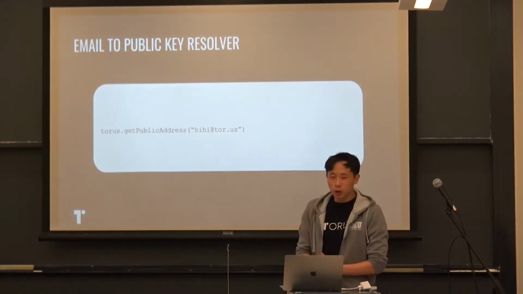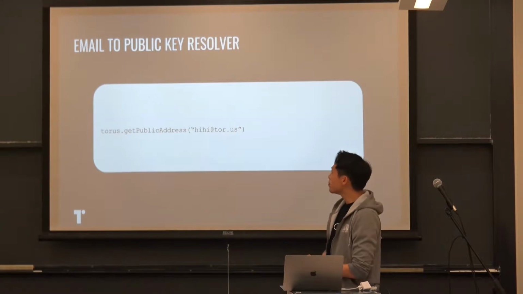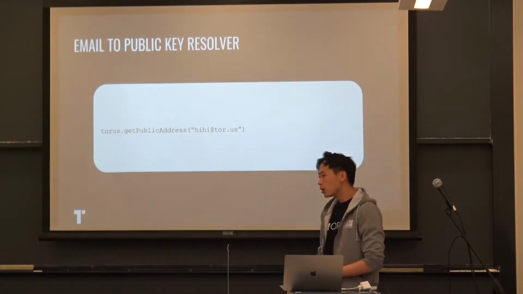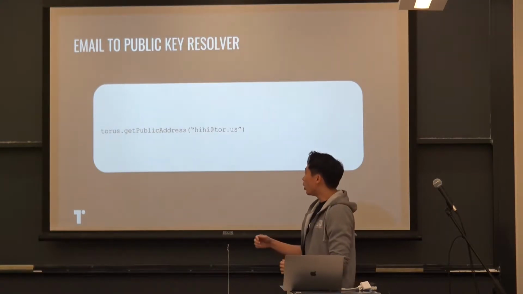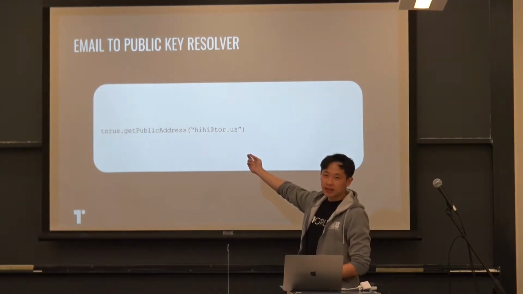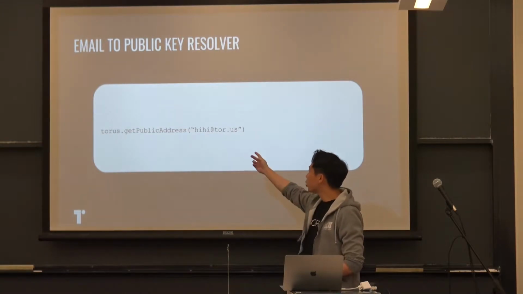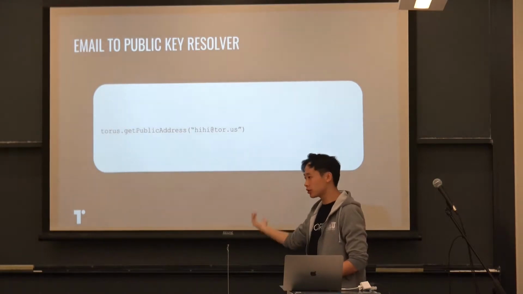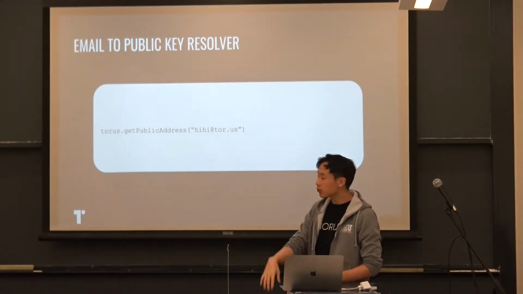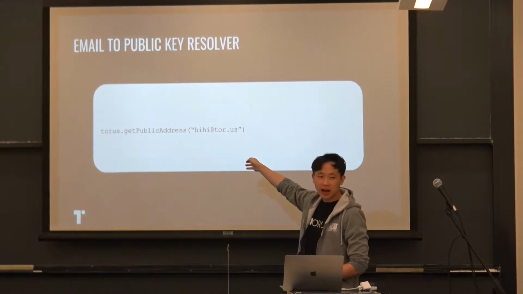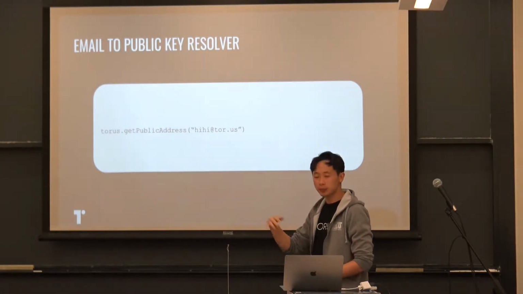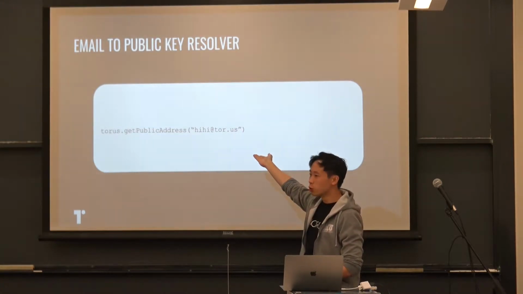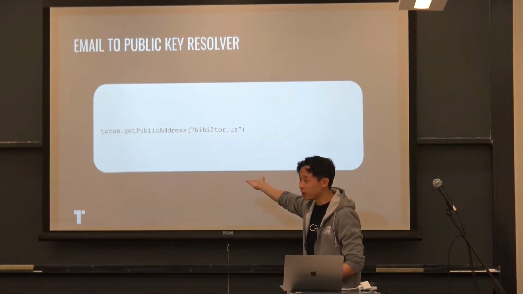What is cool with Torus is that because we map OAuth logins to public-private key pairs, we also have a name resolver. So this is the API, and this is what you would get. If I enter anybody's email, inclusive of somebody who's registered on Torus and somebody who's new and hasn't registered on Torus, if I just put in a string here, I can get a public key. Not the private key, just the public key of somebody you want to interact with.